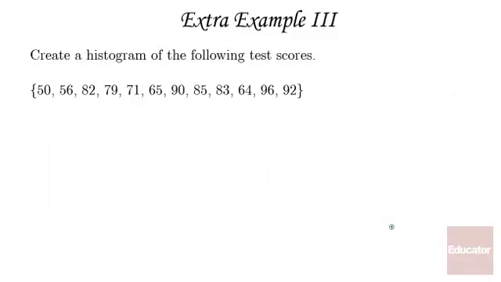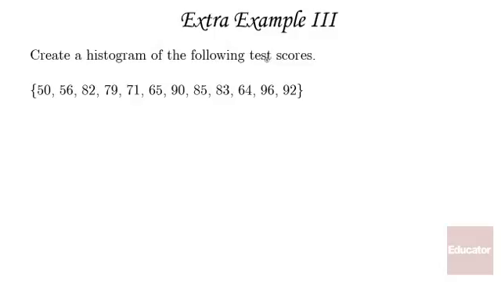Okay, the next one, create a histogram of the following test scores. Okay, so we have 1, 2, 3, 4, 5, 6, 7, 8, 9, 10, 11, 12. 12 scores. For this one, I probably want to create my intervals maybe in tens, so 50s. I know that my smallest number is 50 here. My biggest number that I see is a 96.